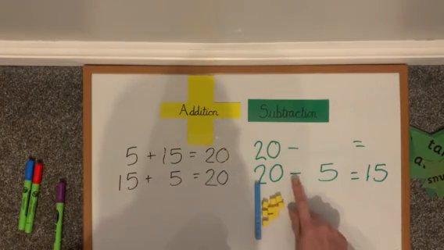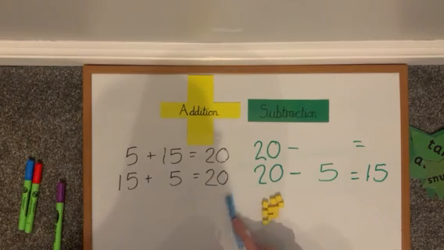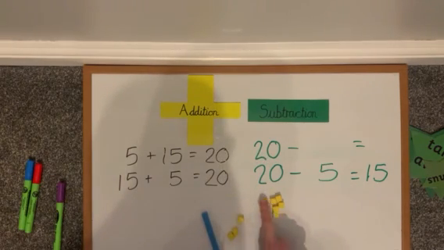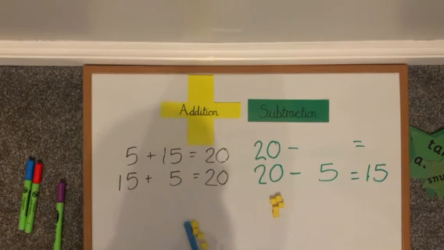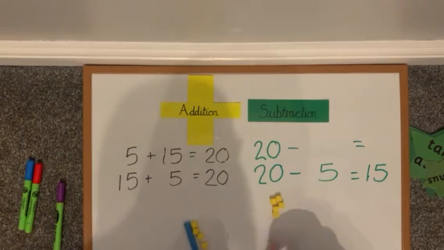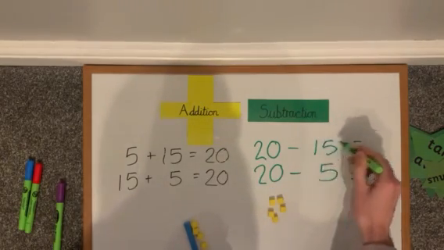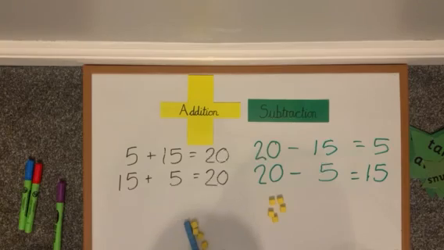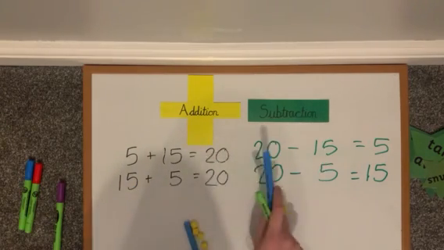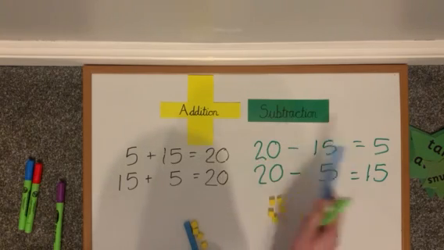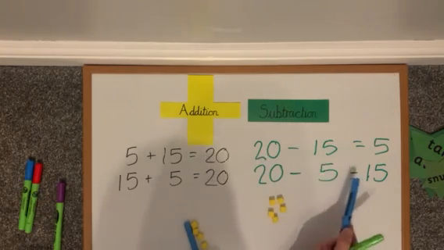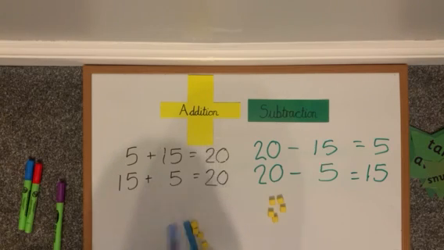So I'm going to take away 15 this time. 10, 11, 12, 13, 14, 15. And then that should leave me with the other part, which is 5. 1, 2, 3, 4, 5. It does. So if I know the number bond 5 and 15 make 20, I also know the inverse, which is 20 take away 15 equals 5, or 20 take away 5 equals 15. Or I could swap over the number bond and do 15 plus 5 equals 20.